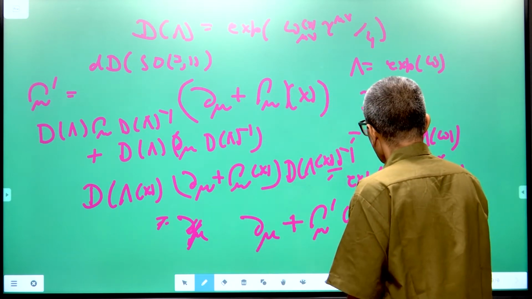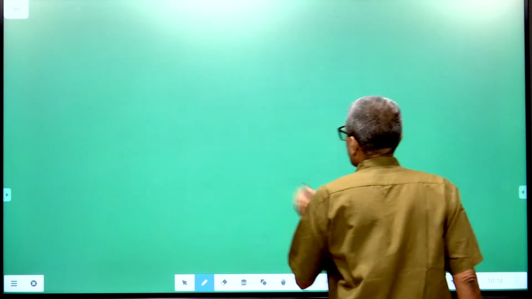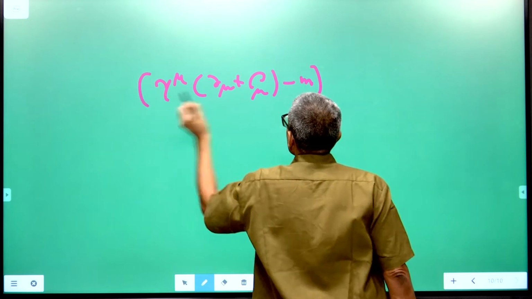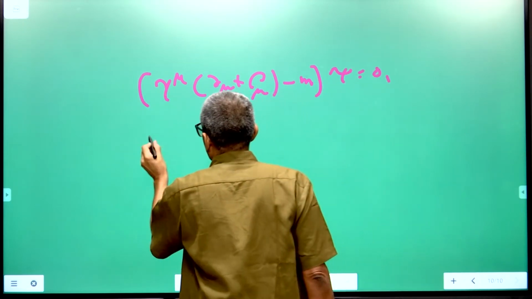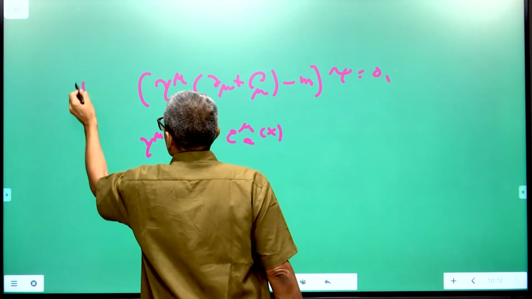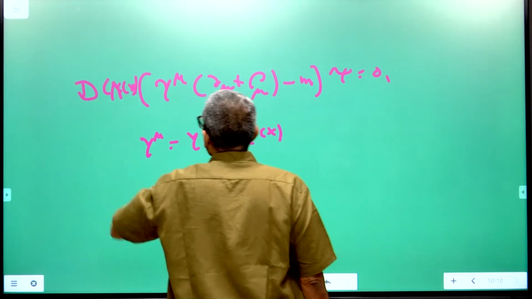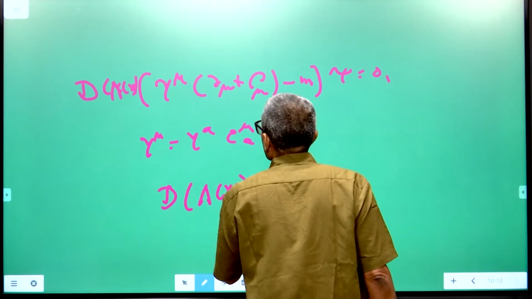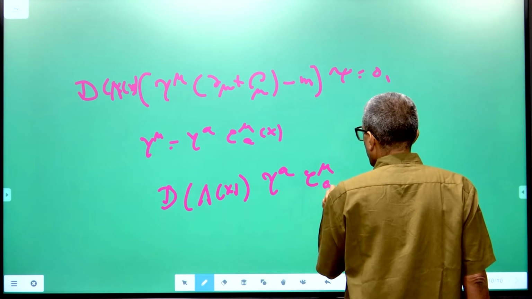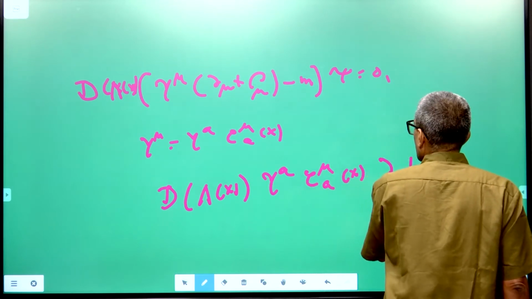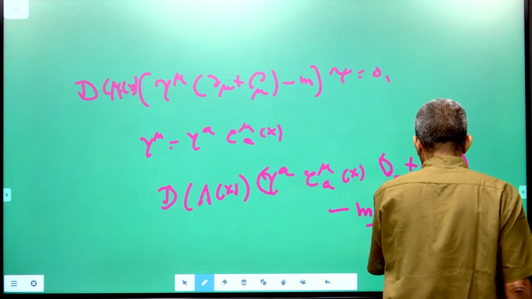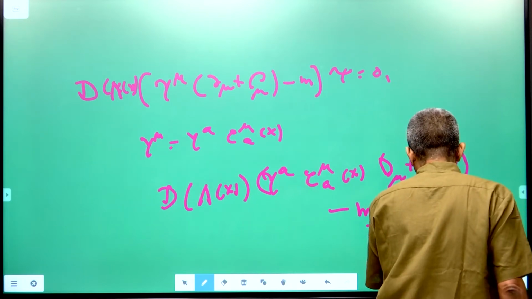And of course, for example, if you start with Dirac's equation (gamma^mu (dou_mu plus Gamma_mu) minus m) psi equal to 0, where gamma^mu is gamma^a e_a^mu, where e_a^mu is a tetrad, then you can see easily that if you multiply this by D(Lambda(x)), that will also be satisfied, where Lambda is a local Lorentz transformation, which amounts to saying that D(Lambda(x)) multiplied by gamma^a e_a^mu(x) into (dou_mu plus Gamma_mu(x)) minus m into D(Lambda(x)) inverse into D(Lambda(x)) psi(x) equals 0.